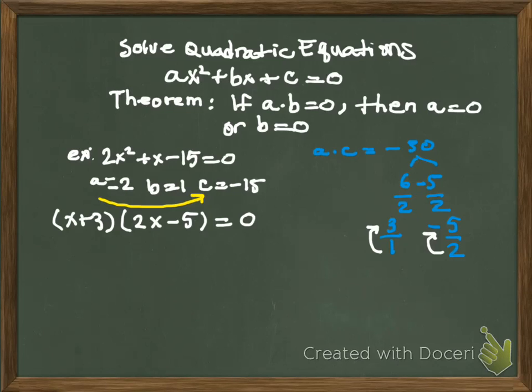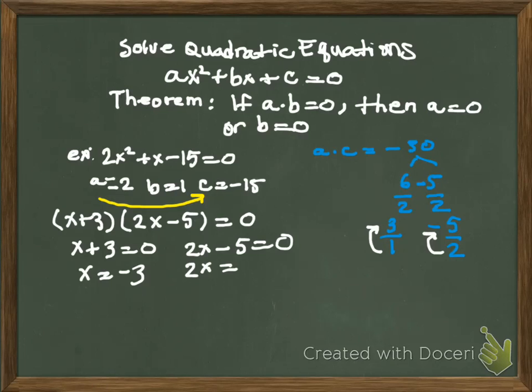Our next step is to use the theorem above. So we're going to set each factor equal to 0 so that we can solve for the variable x. Okay, x plus 3 equals 0 is our first equation. The second equation will be 2x minus 5 equals 0. Subtracting 3 from both sides results in x equals negative 3. Adding 5 to both sides is 2x equals 5. Then we divide by 2. So x equals negative 3, and x equals 5 over 2.